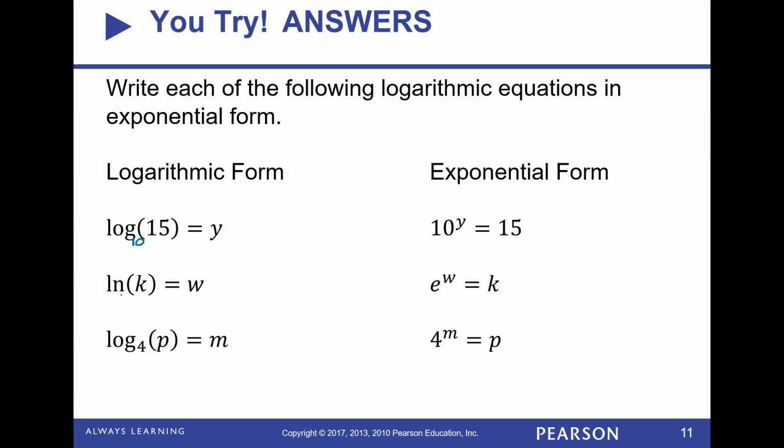And again, same thing with this one here. It's a natural log, but again, it's not written as what that base is. It's an understood base e. So again, that's where we start with our base e to the power of w equals k. And then nicely on our last one there, it actually had the base written. So 4 to the power of m equals p.